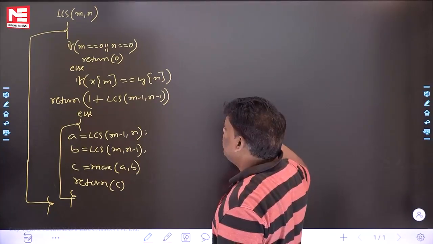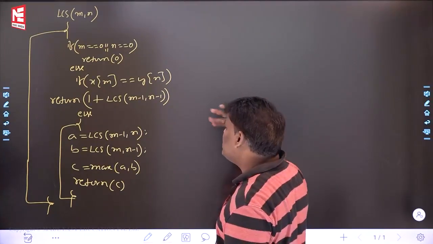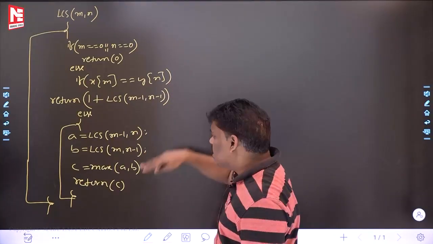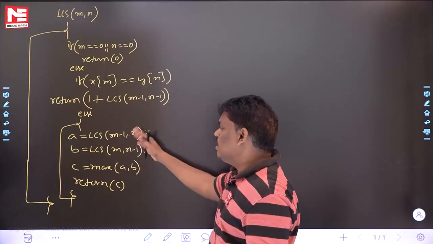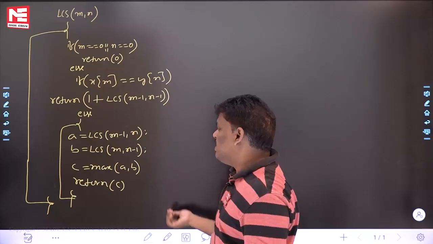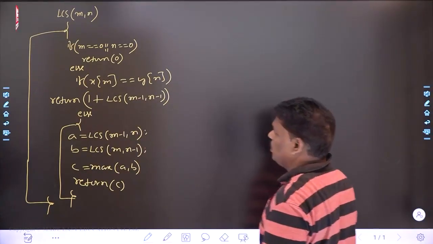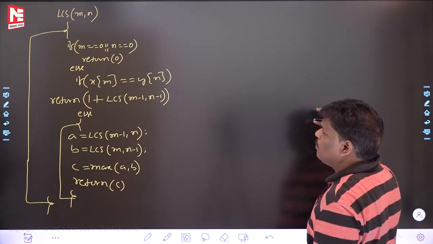I think you know very well how this program came about. It is very simple. If matching is there, 1 plus, decrement both, called recursion. If matching is not there, decrement any one, but we don't know which is the best one. So find both and take the maximum of them. This is the program. It is very simple. This is the meaning of dynamic programming.